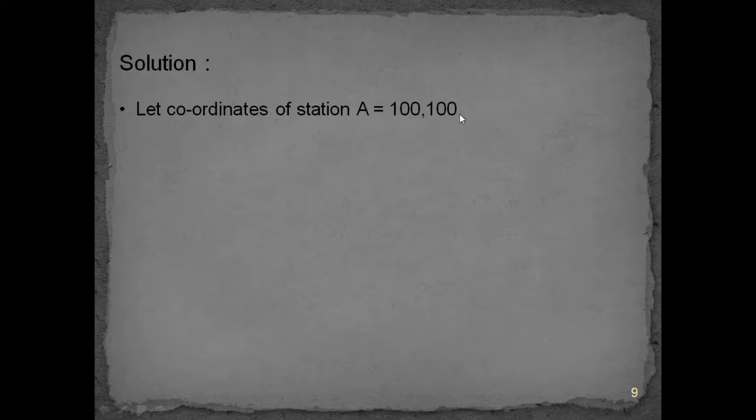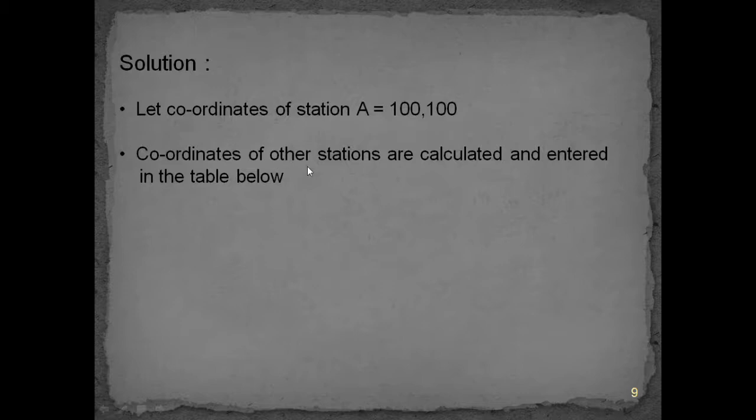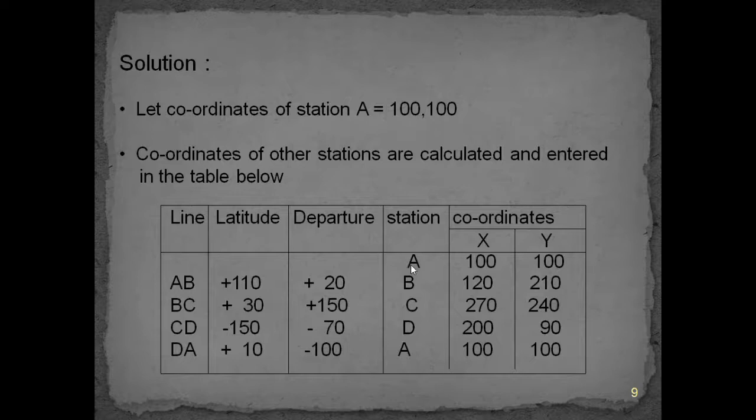I am assuming the coordinates of station A as 100 and 100. Now the coordinates of the other stations are calculated. How will they be calculated? Suppose like this: at A, x and y are 100 and 100.